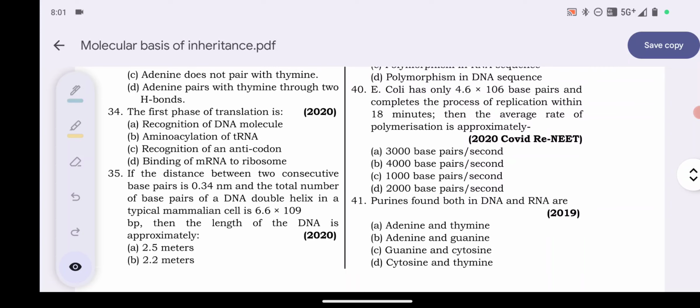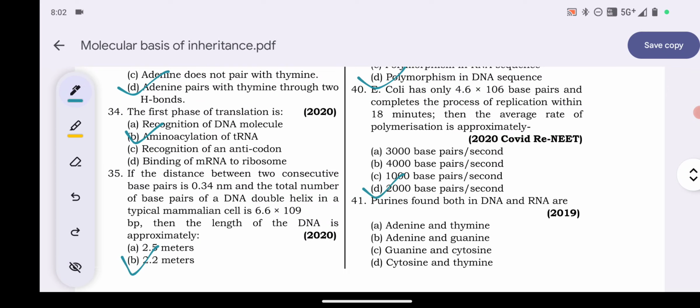Next, question number 40. E. coli has only 4.6 into 10 to the power 6 base pair and completes the process of replication within 18 minutes. Then the average rate of polymerization is approximately. E. coli के पास इतने नंबर के बेस पेयर्स होते हैं और रेप्लिकेशन प्रोसेस को 18 मिनट तक टाइम लेता है. तो पूछ रहा है एवरेज रेट कितना होता है पॉलीमराइजेशन का. सो हियर द आंसर विल बी ऑप्शन डी, 2000 बेस पेयर पर सेकेंड. ओके.